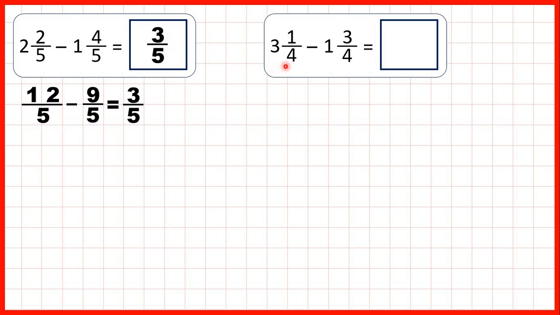Next, we have 3 1/4 minus 1 3/4. So again, we can change both of these mixed numbers into improper fractions. 3 times 4 is 12, plus 1 is 13, and remember the denominator stays the same. We're subtracting 1 3/4, but we can change that into an improper fraction as well. 1 times 4 is 4, plus 3 is 7, so that's 7/4 as an improper fraction.